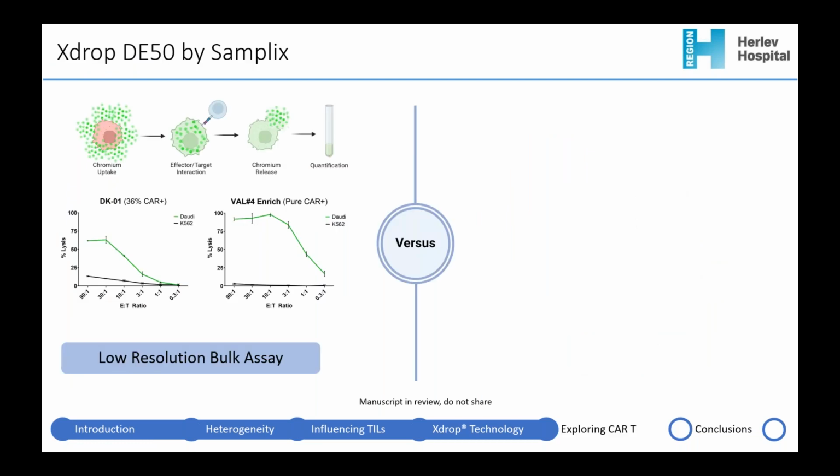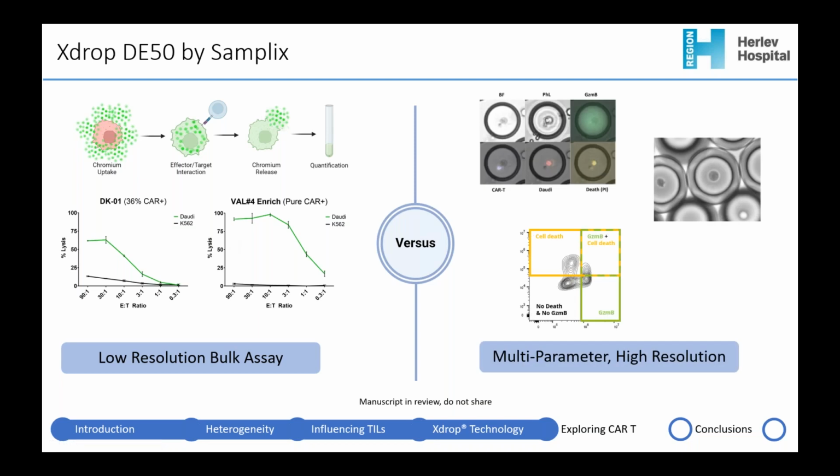So really, we're moving now from these bulk, low-resolution assays to being able to do these integrative and multi-parameter, very high-resolution assays. And it's here that we can really distinguish and explore the heterogeneity in all of these cell populations.